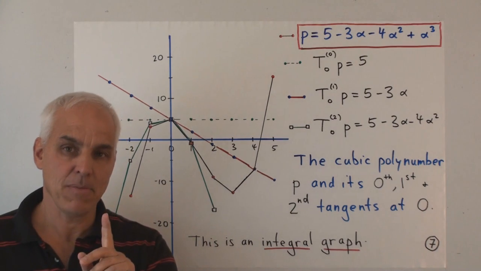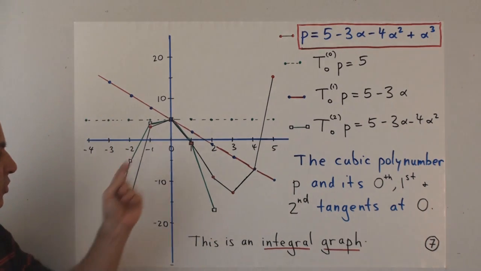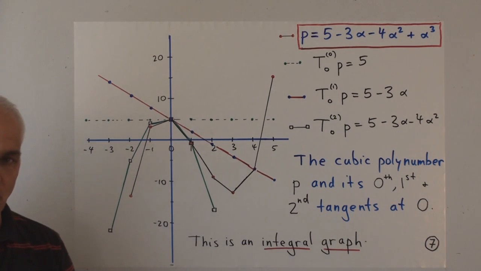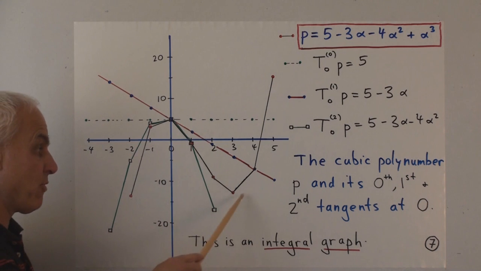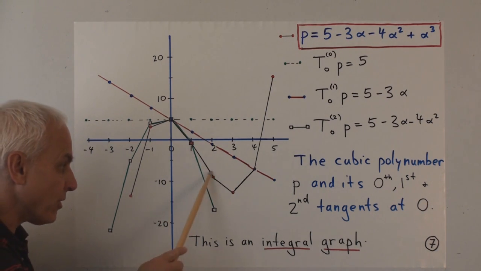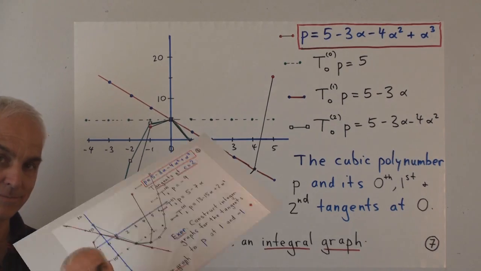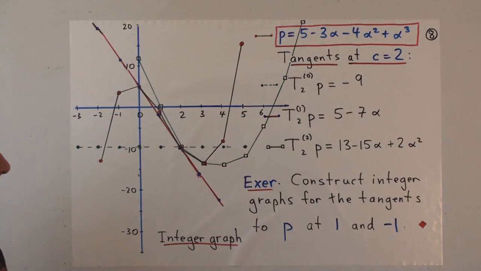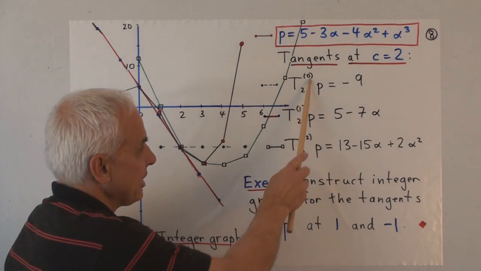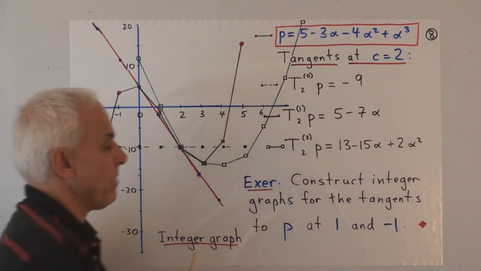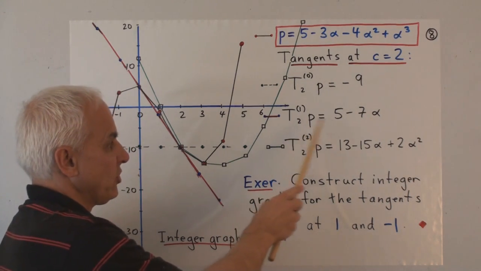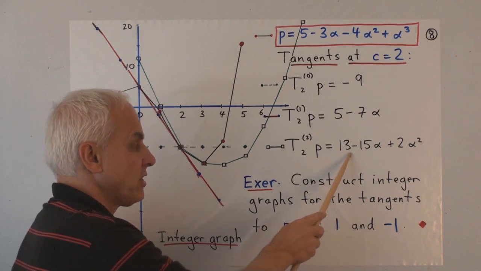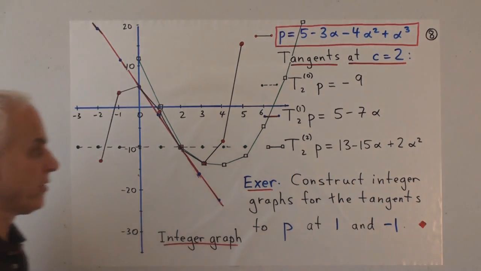Now let's have a look at the same curve, but from the point of view of a different point. Not 0, but we'll choose another point, let's say the point 2, and see what the various tangents to the same curve look like at the point 2. In other words, sort of at this point here. So the tangents at 2, I asked you to compute last time. And it turns out that the 0th tangent at 2 is the constant minus 9. The first tangent at 2 is 5 minus 7 alpha, and the second tangent at 2 is 13 minus 15 alpha plus 2 alpha squared.